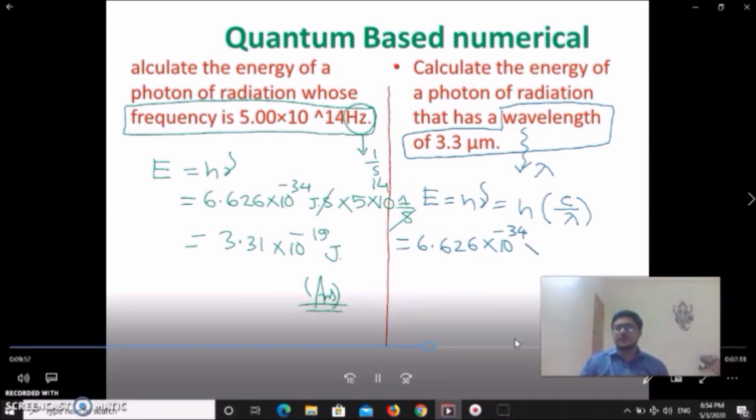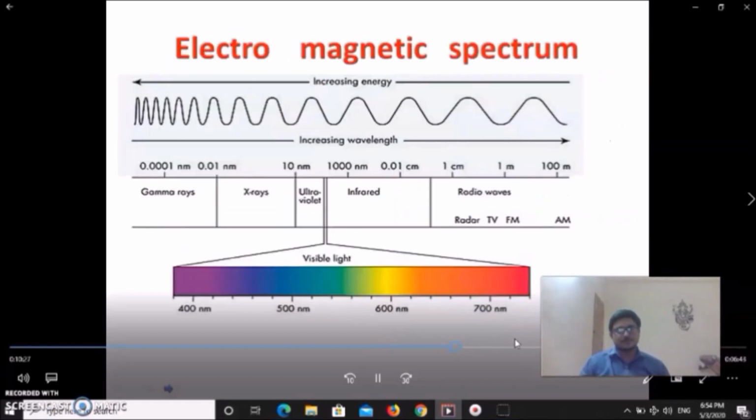c is 3 into 10 to the power 8 meter per second, and lambda is given as 3.3 micrometer. What is this mu? Micro means 10 to the power minus 6. So we put that value and do the calculation, and it will come to 6 into 10 to the power minus 20 joule. Easy. Try to understand. If you have a doubt, please drop your question.